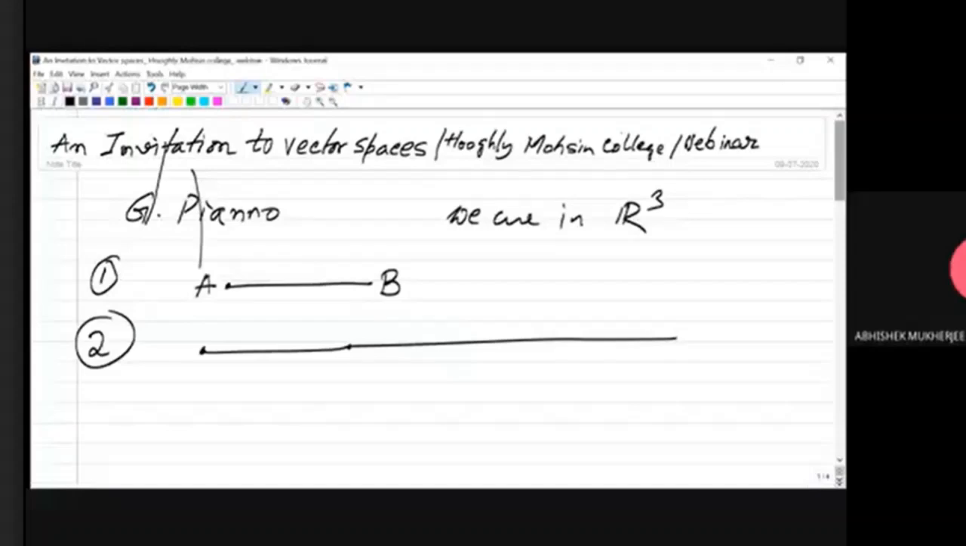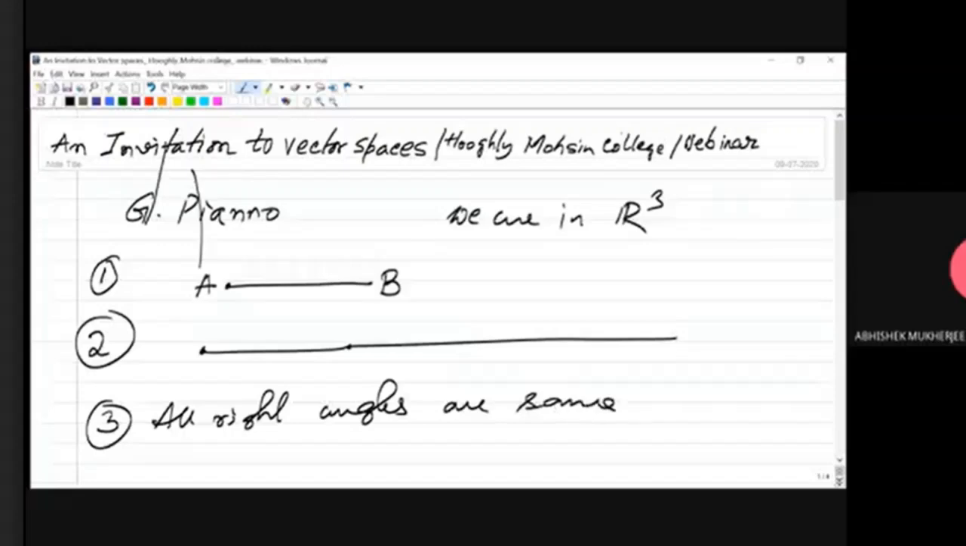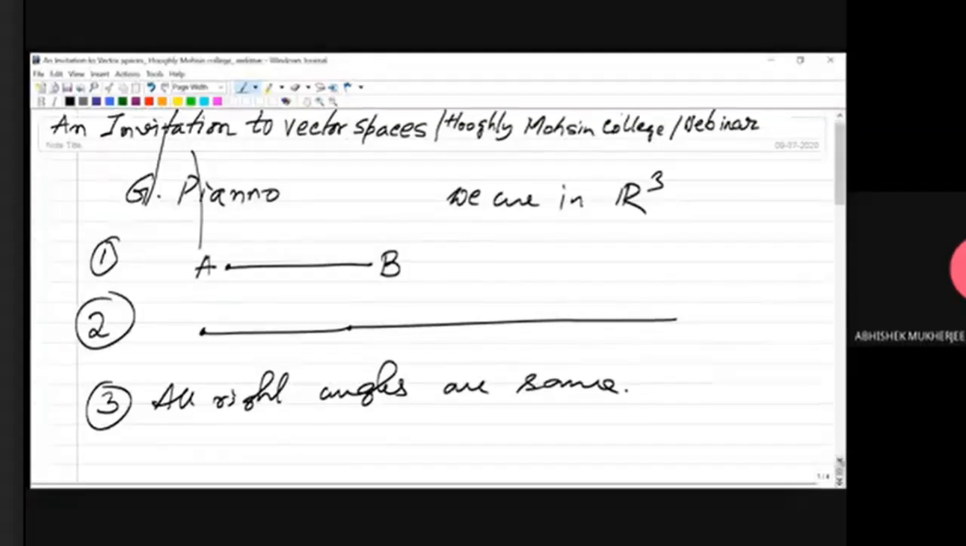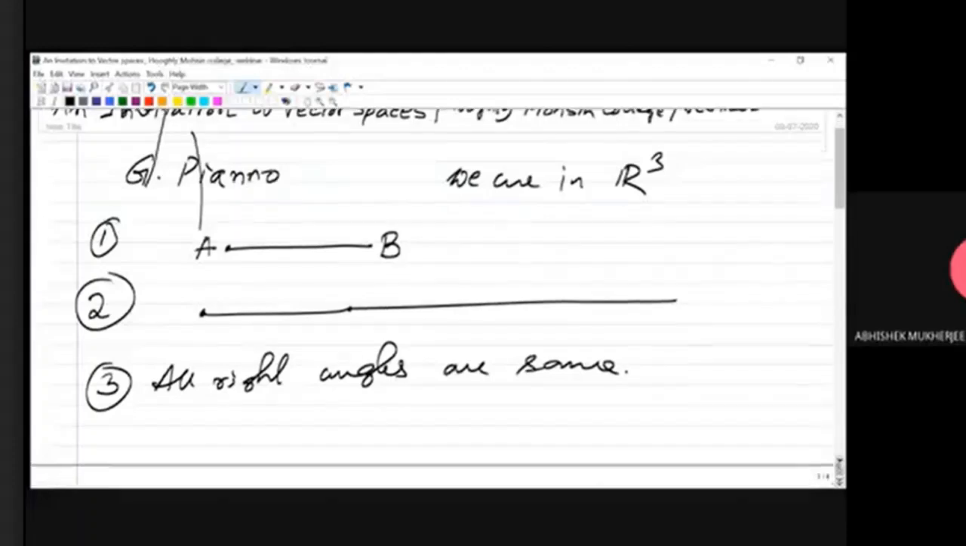And the third one is all right angles are same, right? All right angles are same, yeah. And the fourth one is also familiar to all of you.